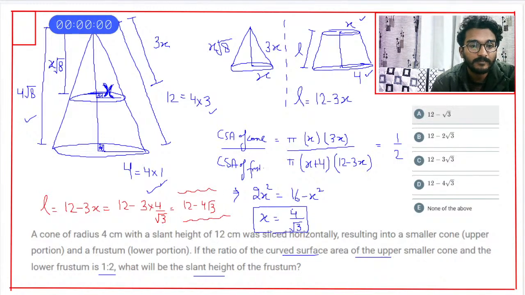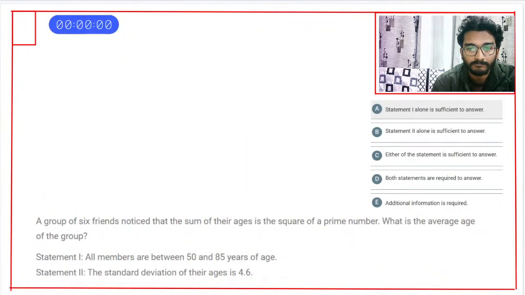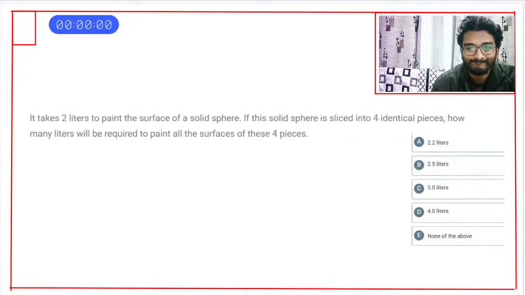I hope this is clear. Any doubt, let me know. If you have some doubt, like if you have solved something different, you can also discuss that. Is it clear? Okay, try this question.